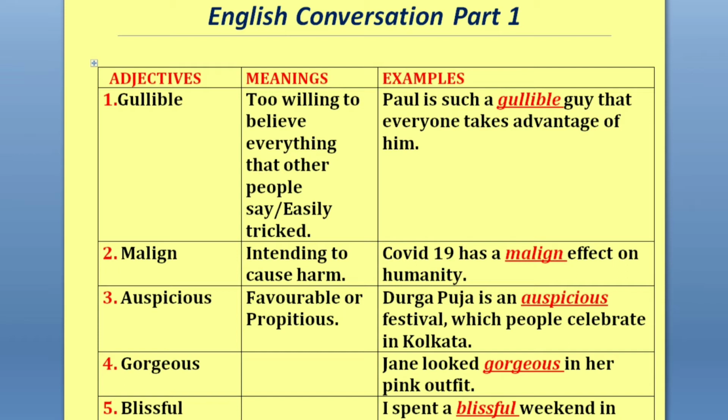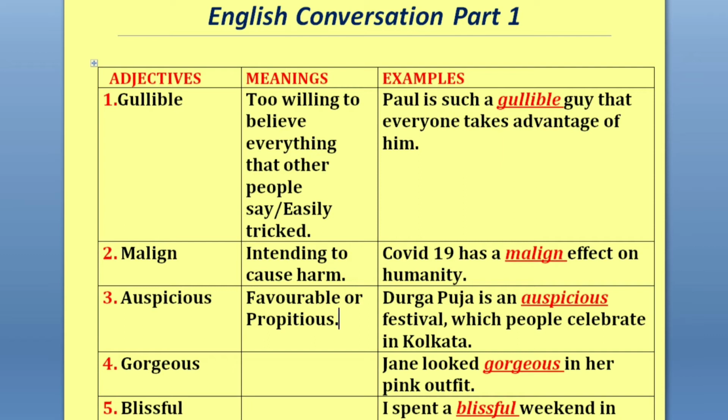So as you see, the example is given over here. Durga Puja is an auspicious festival which people celebrate in Kolkata. Okay, I'm quite sure you must have heard, Durga Puja has been recently included by UNESCO in its intangible cultural heritage list. So obviously, it has become a very popular festival, isn't that? So as UNESCO has included this festival in its intangible cultural heritage list, right? So that's the way you can use that.